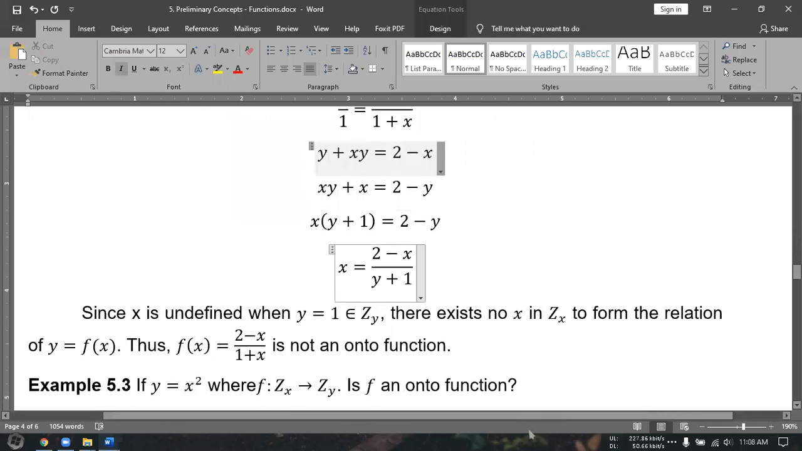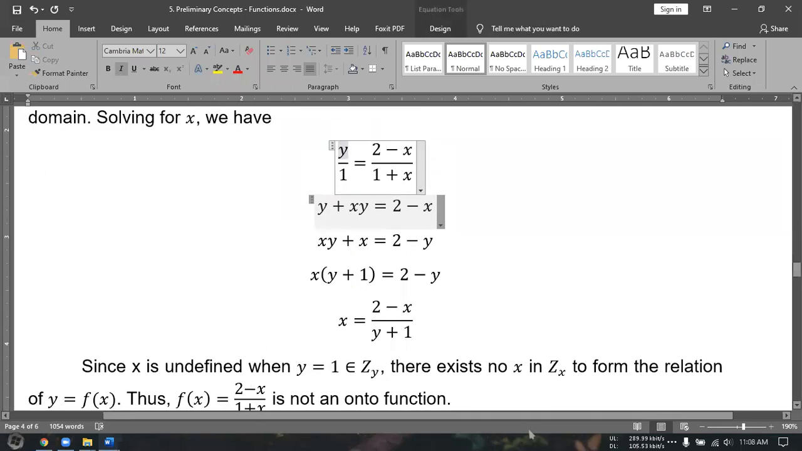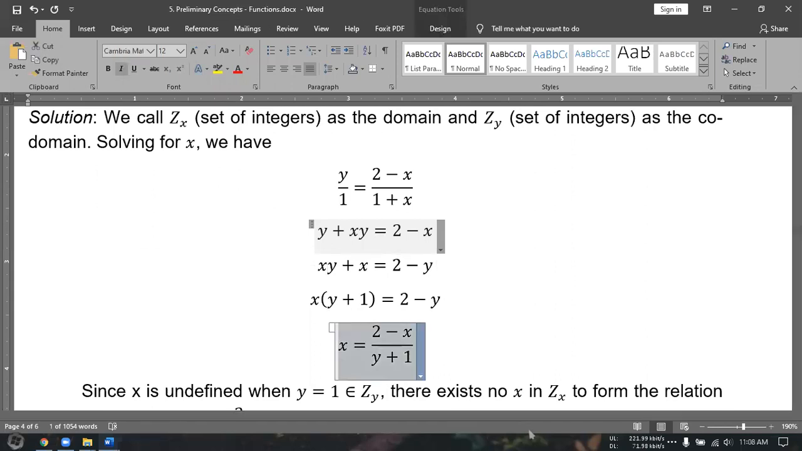So if y is 1... Sir, yes, Jason? I have a question, sir. How did it become 2 minus x at the end? That one, the 2 minus x all over y plus 1.